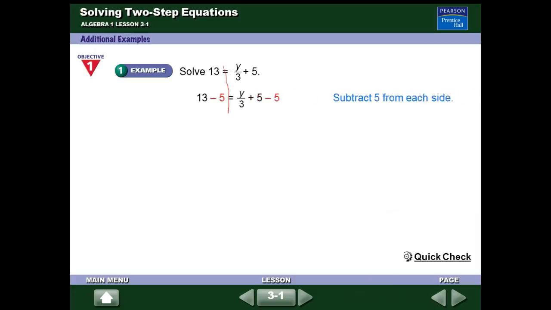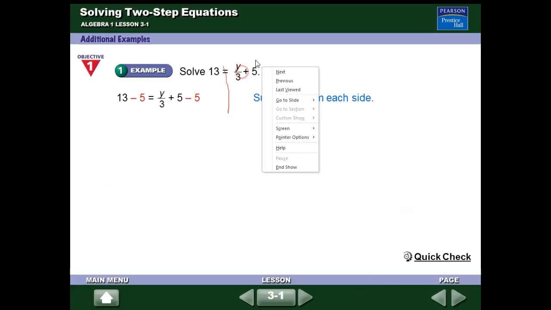So taking a look, first thing we're going to do here is subtract 5. Why are we subtracting 5? You're going to find out as we work through these problems today that we're doing the opposite. So this is an add 5, so we are going to subtract 5. Whatever you do to one side, you got to do to the other.